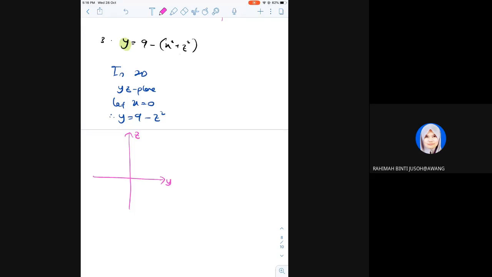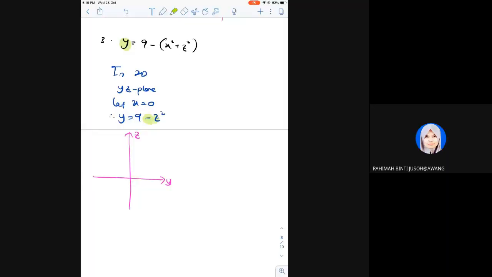So y equals to negative. Okay, y horizontal axis. So when it's horizontal, it's either right or left. Okay, but in this case we have negative z squared, so it becomes on the left. Okay, yes, on the left. Good. But we have shifting. We need to shift 9. So bila kita shift 9 tu, dia akan jadi macam gini lah. Okay, here is 9, right here should be 3, right here should be negative 3.